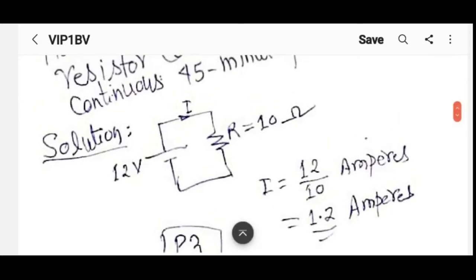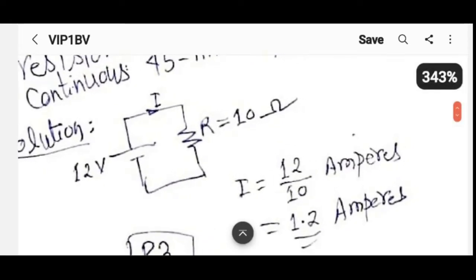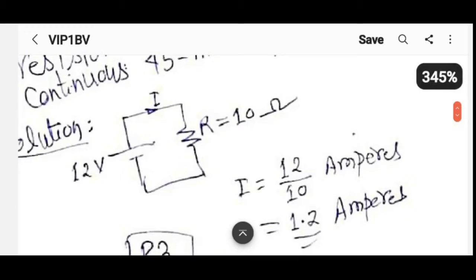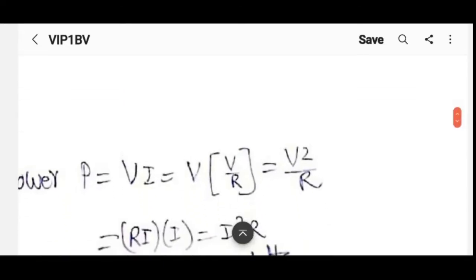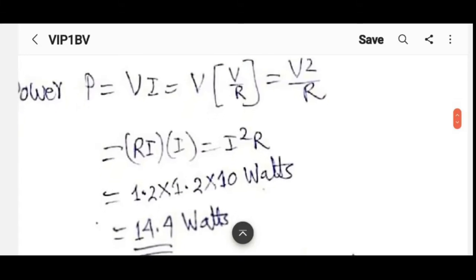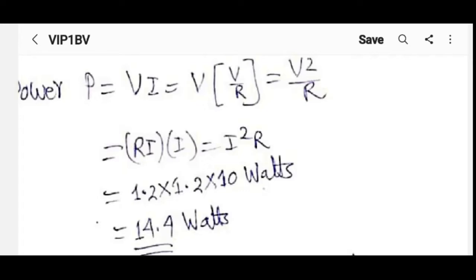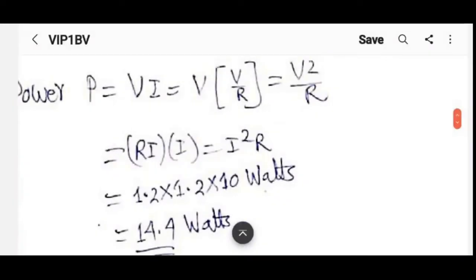Once you know current and you know the voltage being applied, multiply the two to get the power in watts. So 12 volt multiplied by 1.2 amperes will give you the power consumed in the resistance. It will become, I think, 14.4 watt or something. I have the solution. Yeah, 14.4 watt. You can calculate the power consumed by simply multiplying V and I.